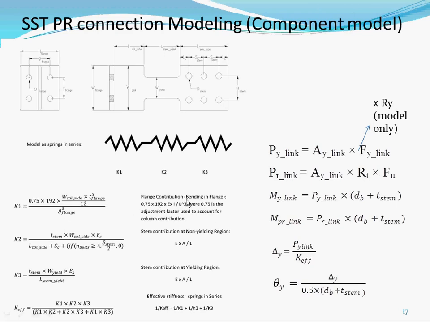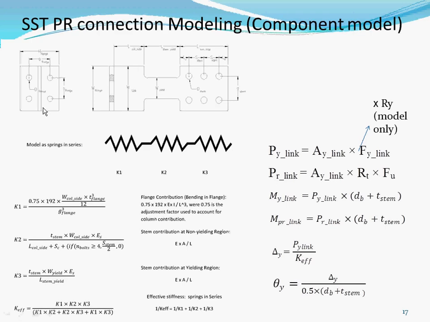Your flange contribution, bending of the flange, is K1. So you can see W times t cubed divided by 12, divided by the g. This is the bending of this flange. When you pull on it, this flange tends to bend. Okay, that's the first term.